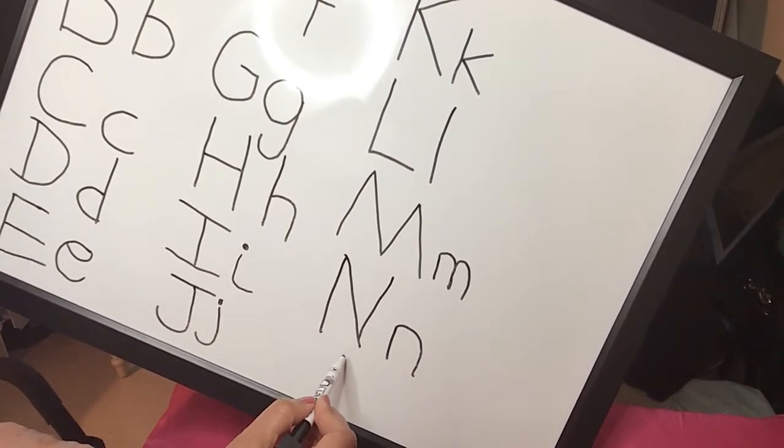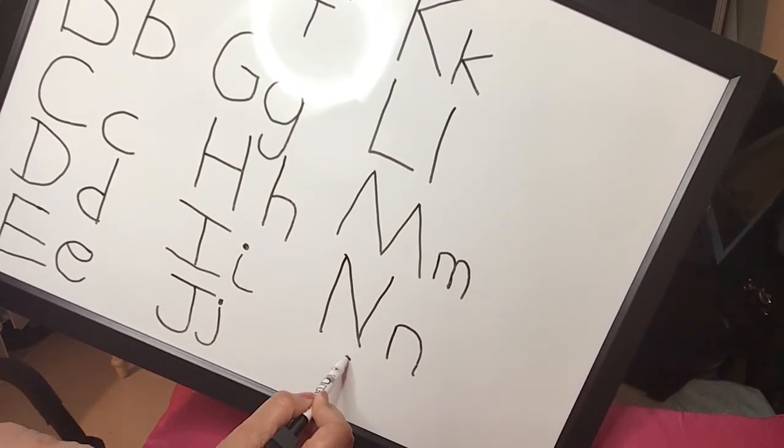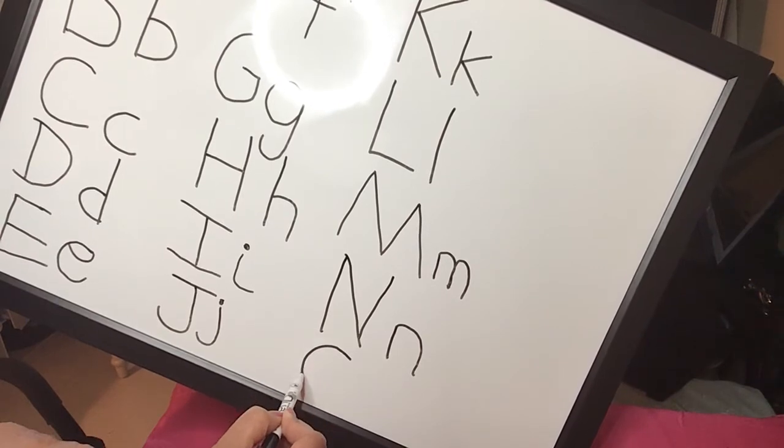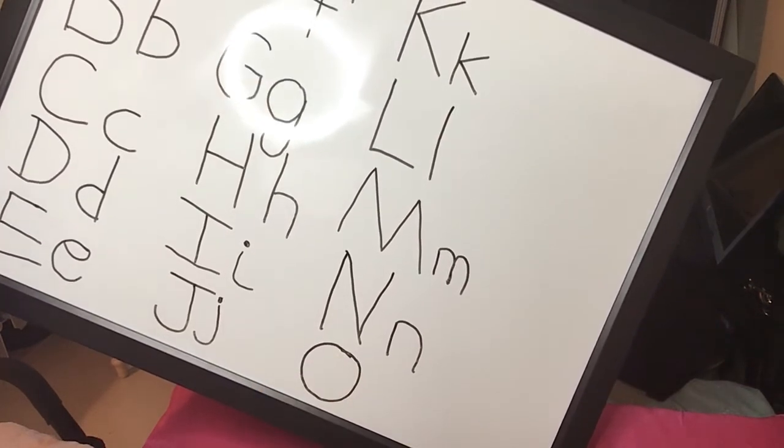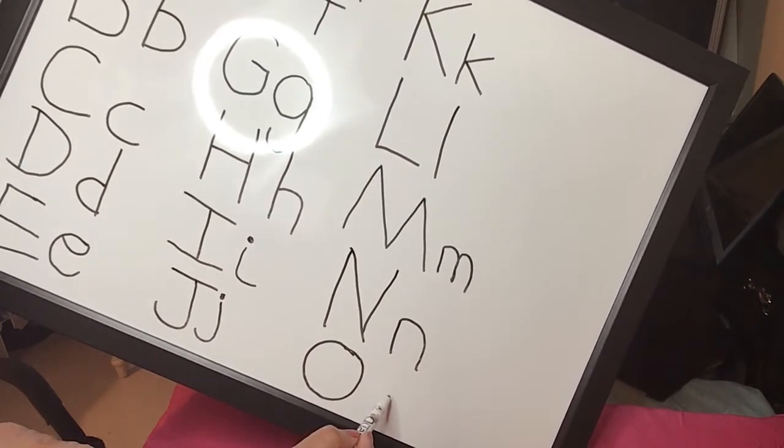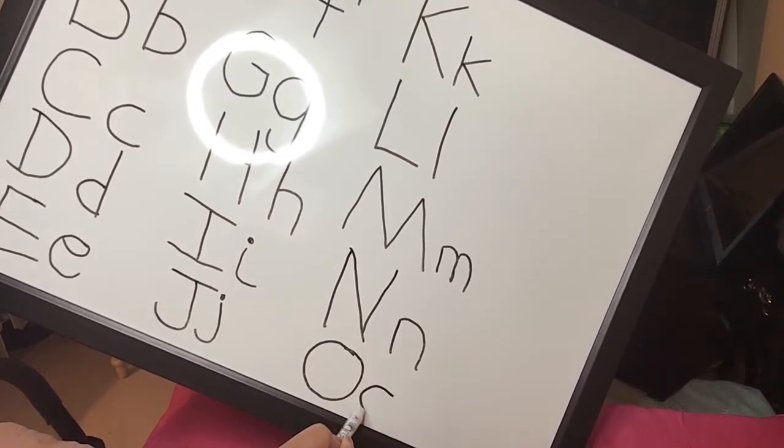Then there's O. It's just a left hook and you close it completely to form a circle. And then little o, it's the same.